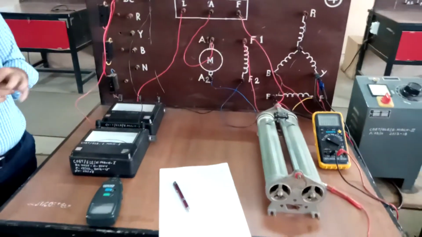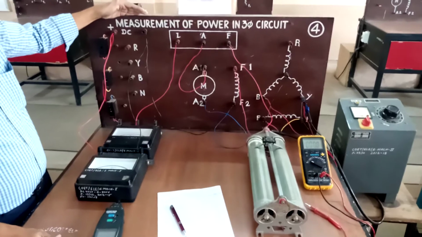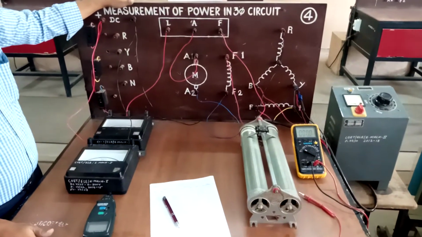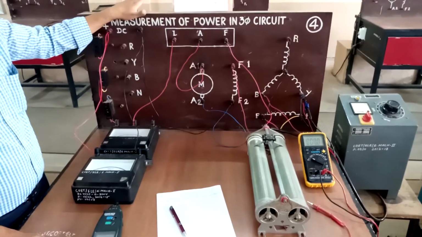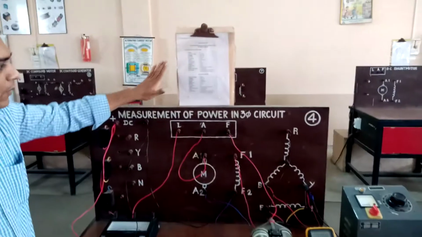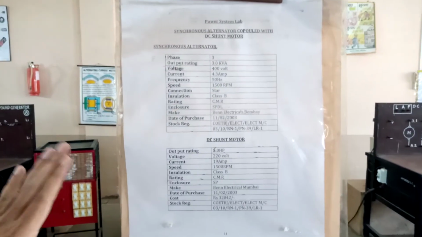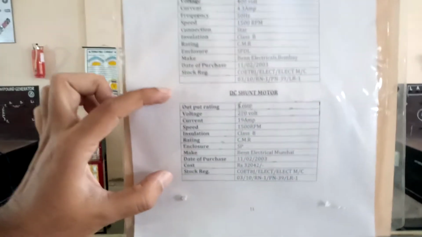So for this we have the lab experimental setup. This is the DC shunt motor coupled with the three-phase synchronous alternator. Before performing the practical, always read the nameplate of the machine, because this will help us to perform the practical properly. Now you can see the DC shunt motor is the prime mover.